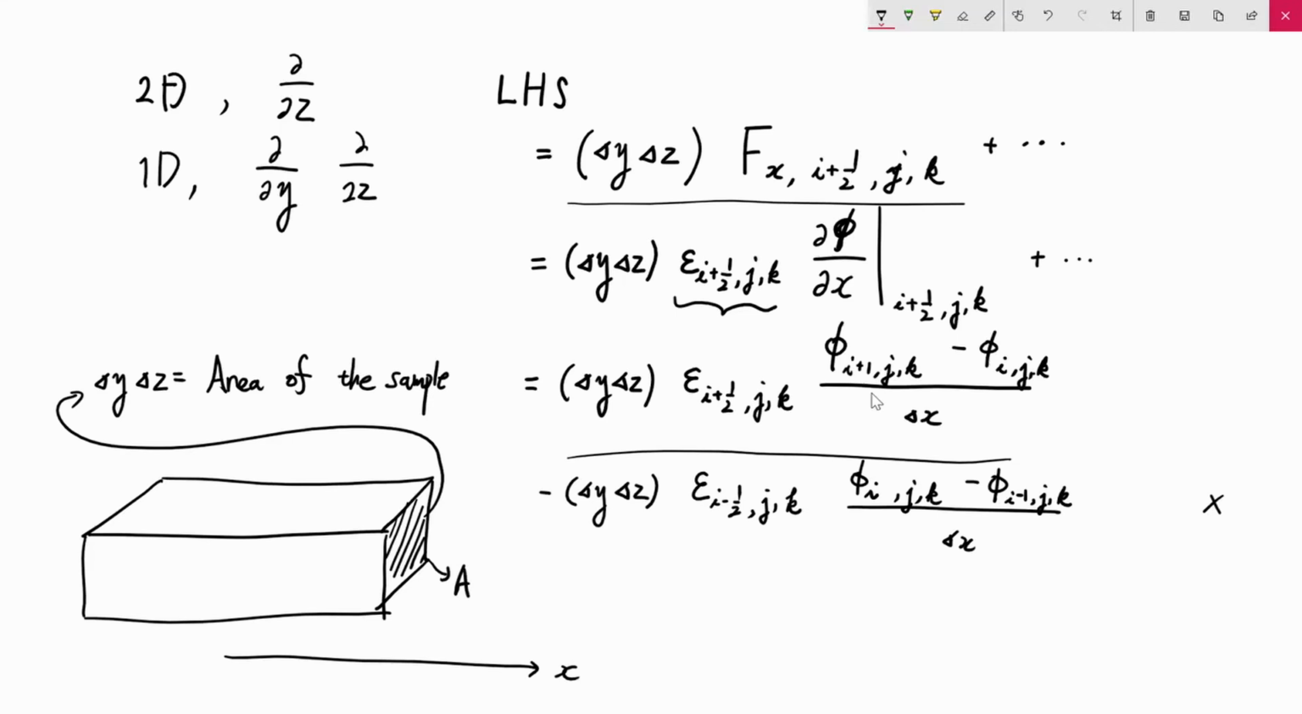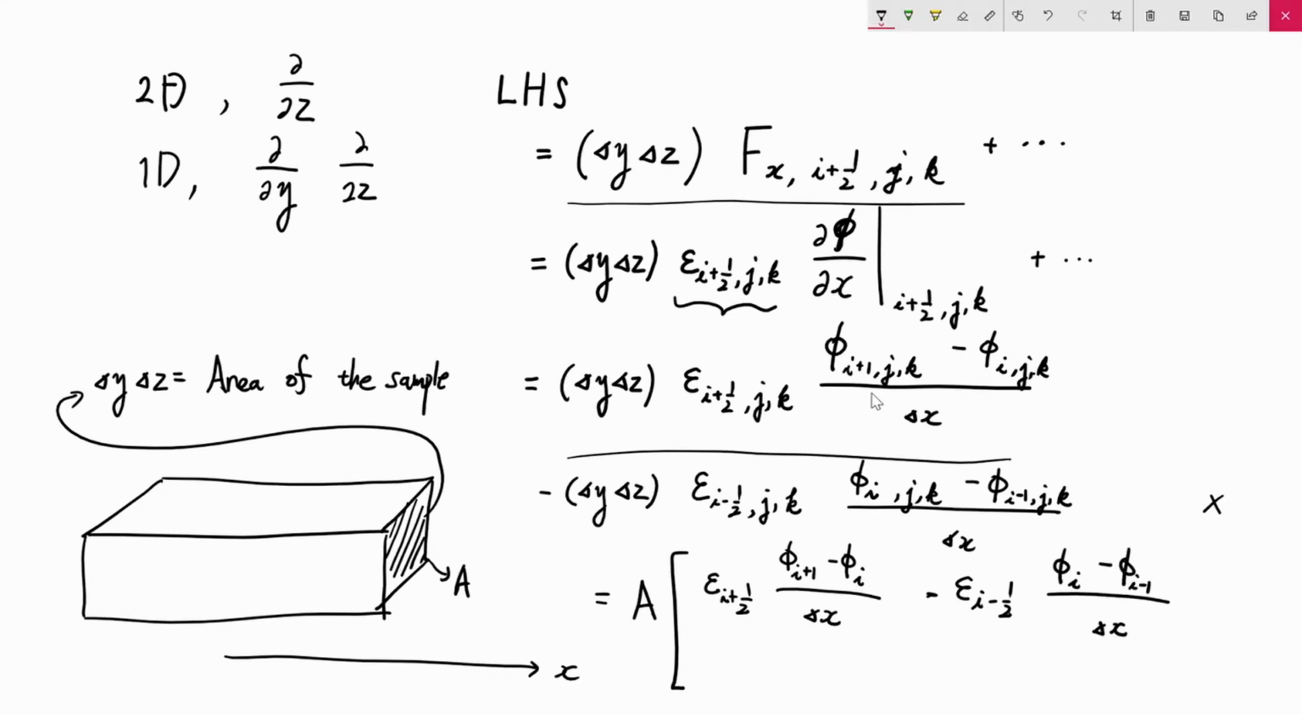Then it becomes something like this: A times epsilon i plus half, over delta x, times phi i plus 1 minus phi i, minus epsilon i minus half, over delta x, times phi i minus phi i minus 1. That's all for our 1-dimensional case. So now let me write down the final form for the 1-dimensional Poisson equation, integrated form.